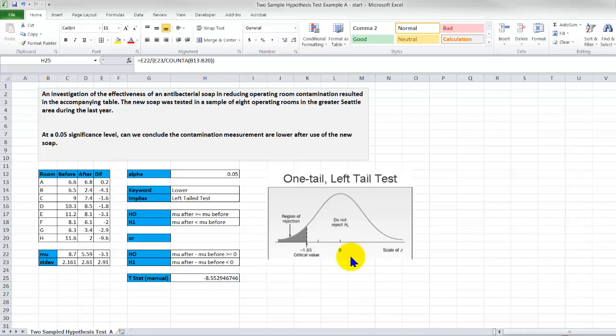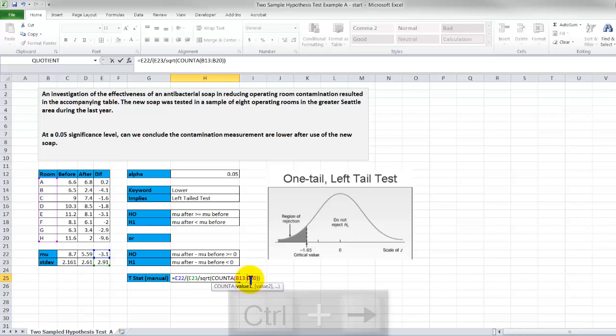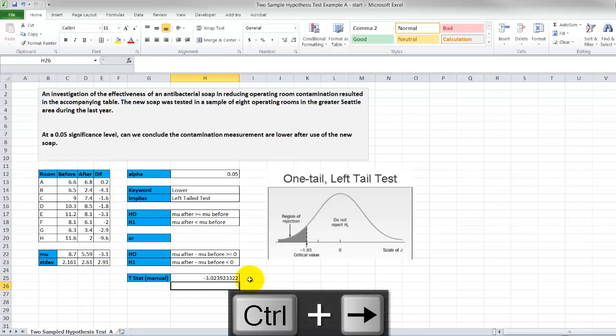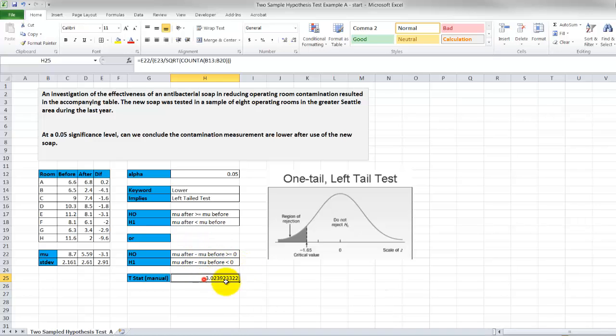8.5. And you know that just sounded a little bit different or wrong when I said that. I forgot that square root, so we need that square root right here. SQRT count A, and let's go ahead and fix that. So we have negative 3.02. That sounds like a much more reasonable value. Okay, so that's our test stat.